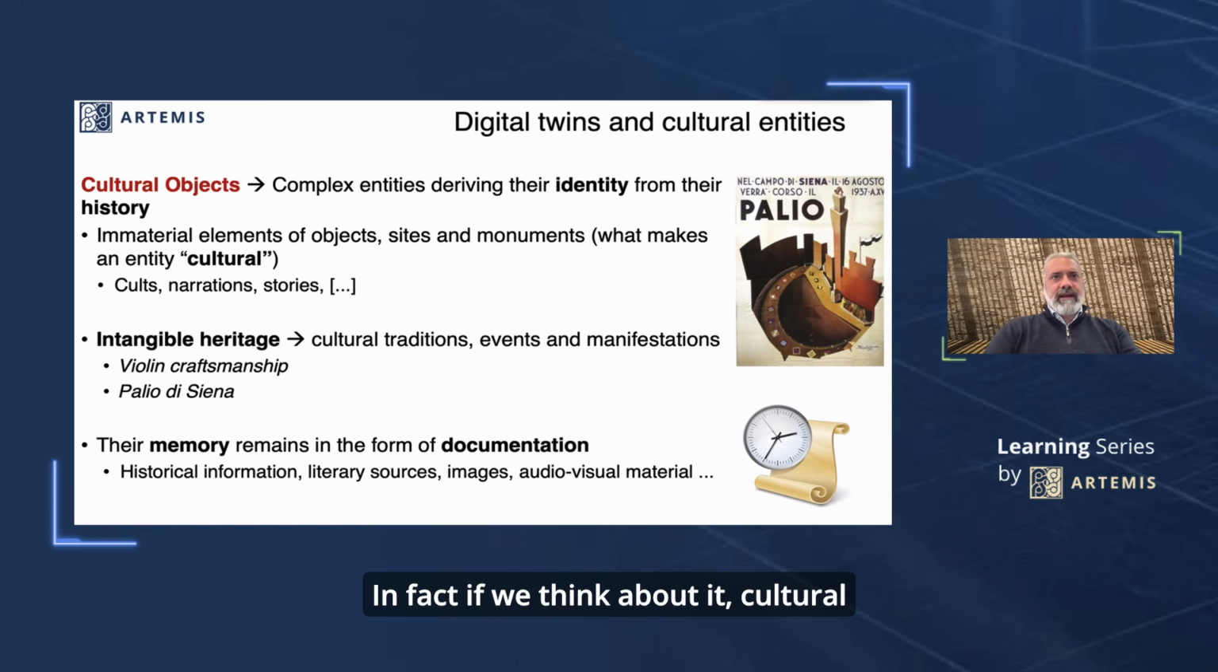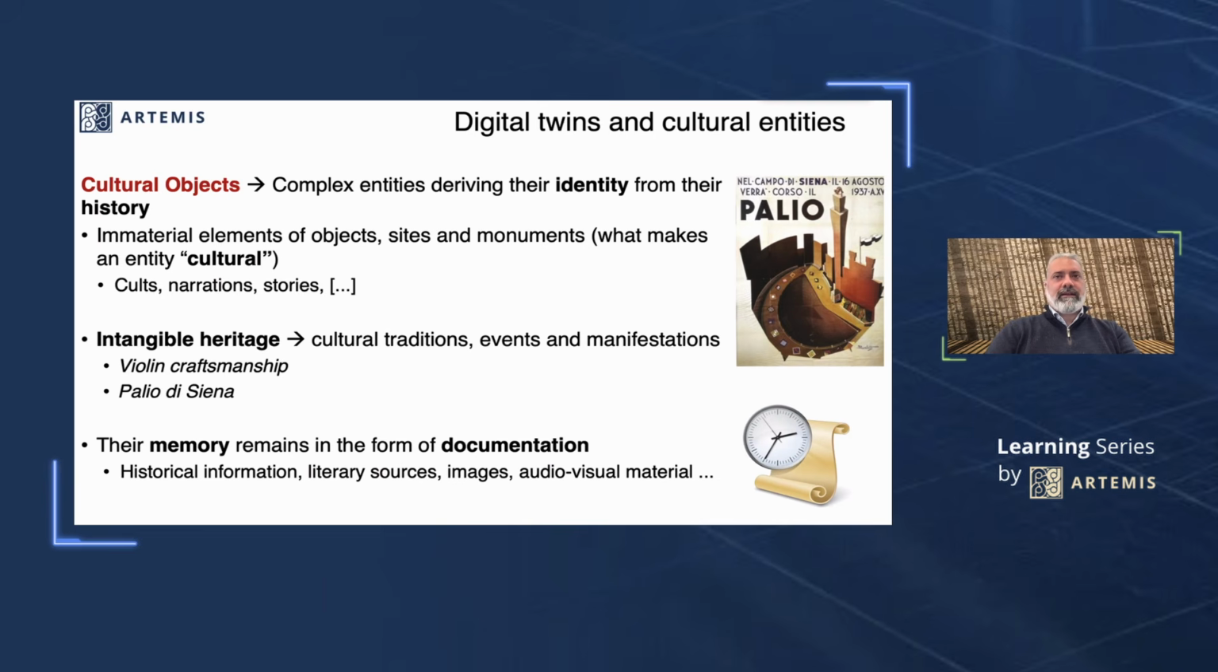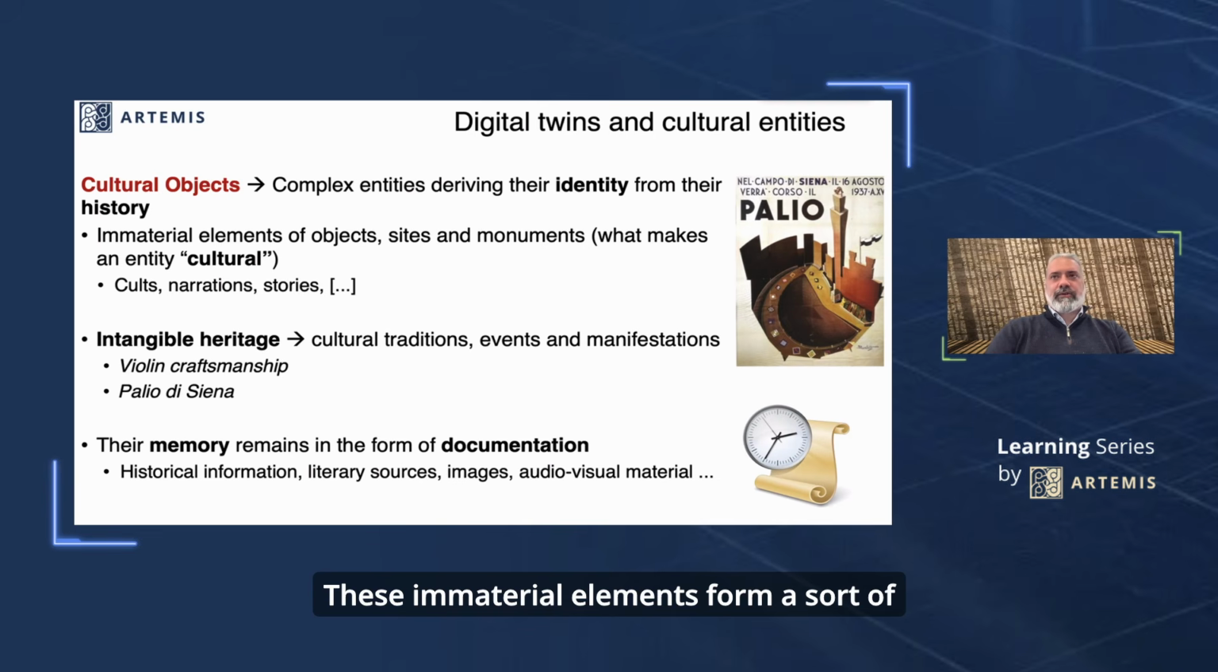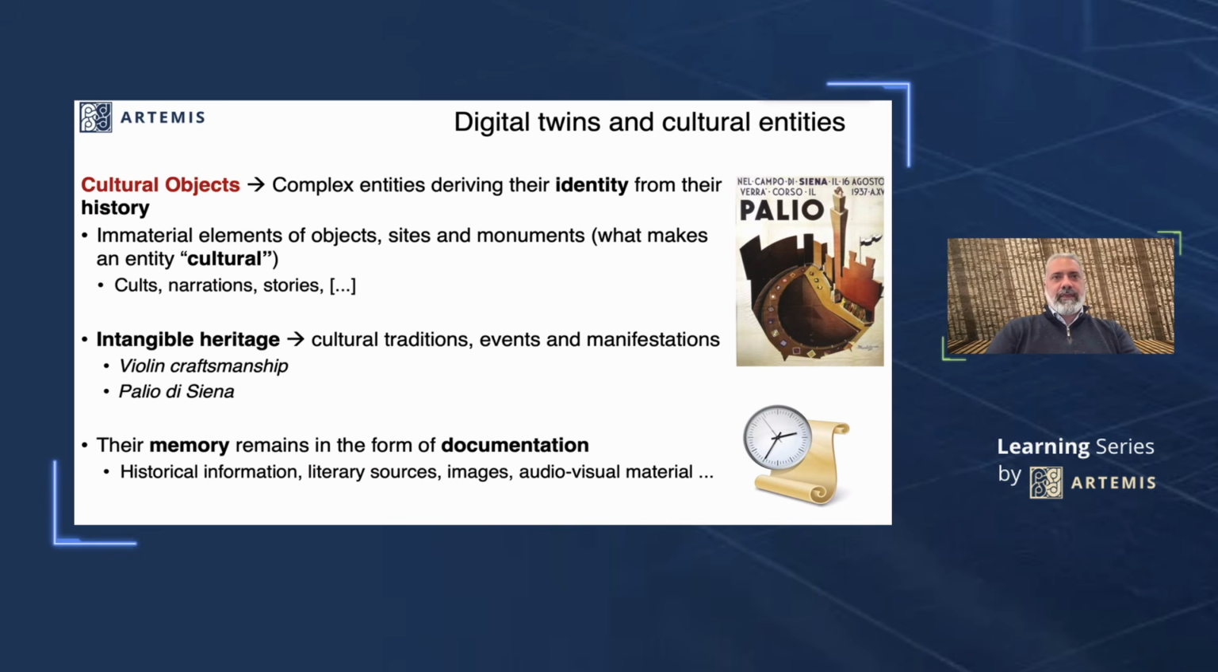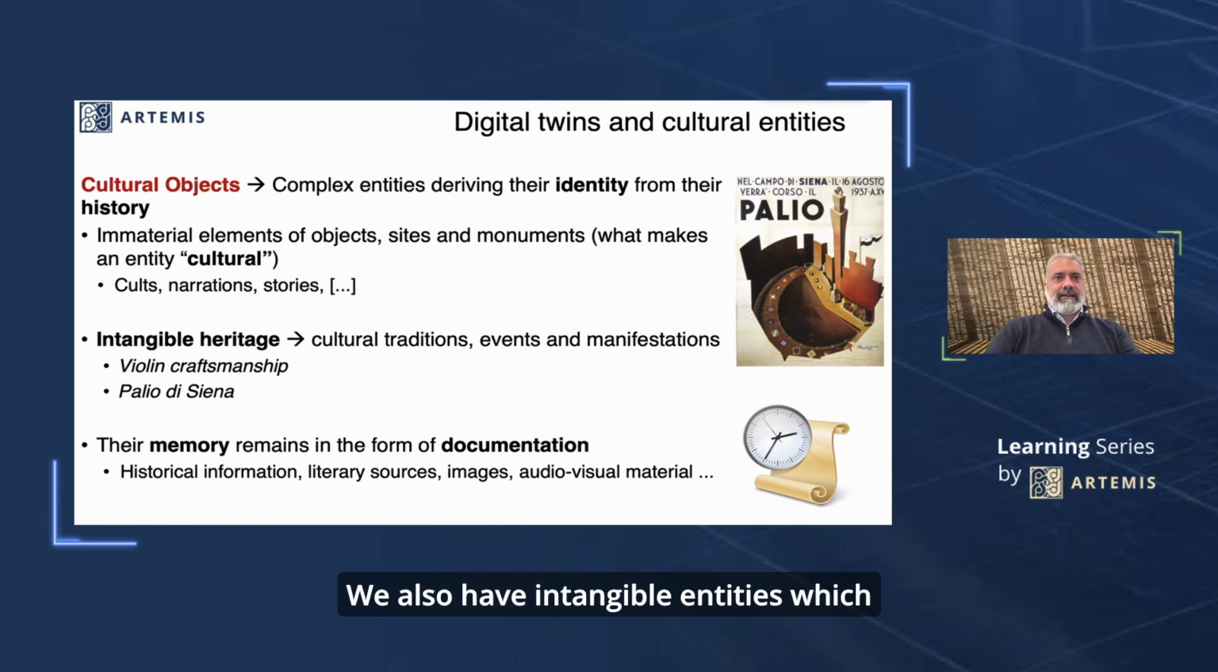In fact, if we think about it, cultural objects actually derive their identity from their history and from the immaterial aspects that surround them. These immaterial elements form a sort of invisible double nature that actually makes cultural objects what they are, that is, cultural, without which they would be nothing more than simple physical objects. We also have intangible entities, which cannot be confined in any way to any physical element, even though they involve the use of physical objects in their life cycle.